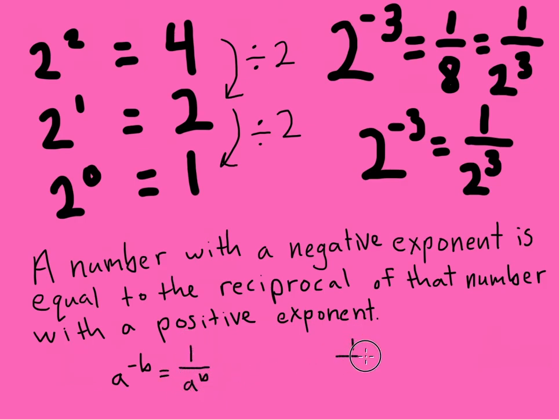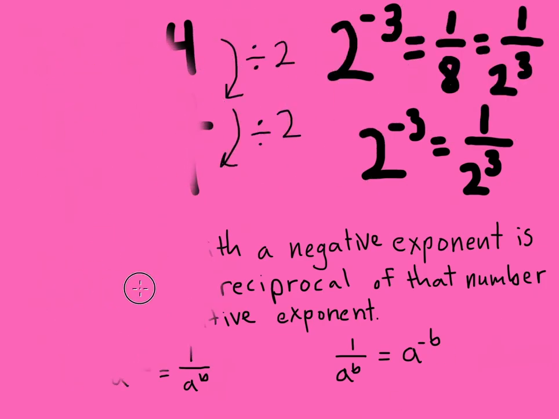And this works the same way with variables. A to the negative b is the same thing as 1 over a to the b. Similarly, 1 over a to the b is the same as, I just erased that too quick. 1 over a to the b is the same as a to the negative b power.